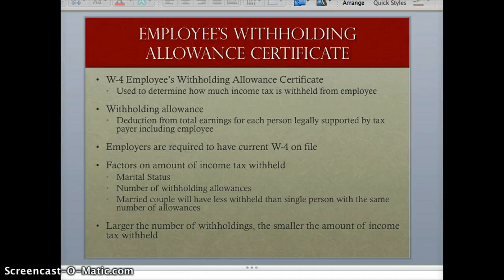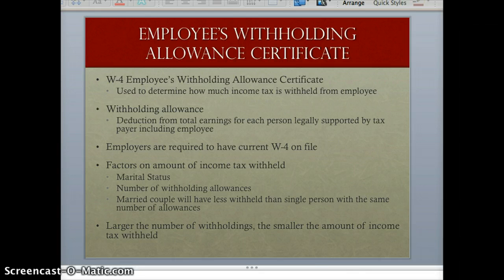But first of all, before we do that, we have to know what each individual employee wants held out of their check. So when you first get a job, and you can change this anytime you want while you're holding that job, you're required to fill out what's called a W-4 form. There's one in the book on page 346. We're going to look at an example here also, but this form just tells them how many dependents you want to claim. And really what that is, that's called the withholding allowance. That's the deduction from total earnings for each person legally supported by the taxpayer, including the employee.